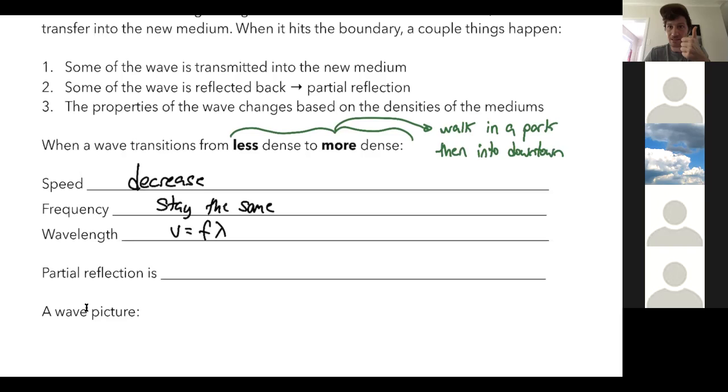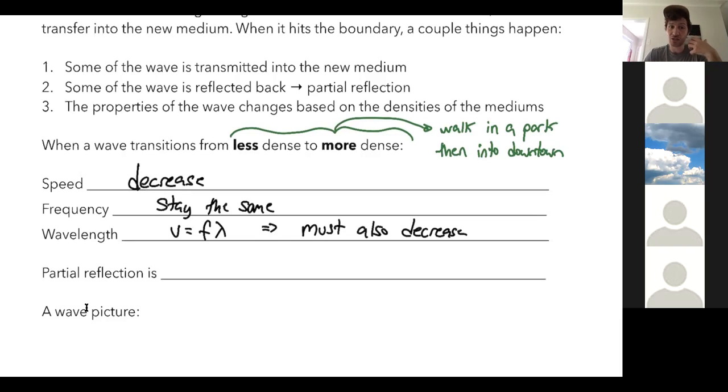If we use those two properties, we think about the formula v equals frequency times lambda. If the frequency is staying the same and my speed decreases, that tells me that my wavelength must also decrease when it goes into the more dense medium.